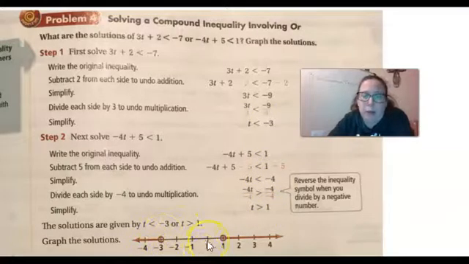When you graph them, remember that these should not overlap. So be careful with your signs here. If you have an OR, your arrows should definitely be pointing out.